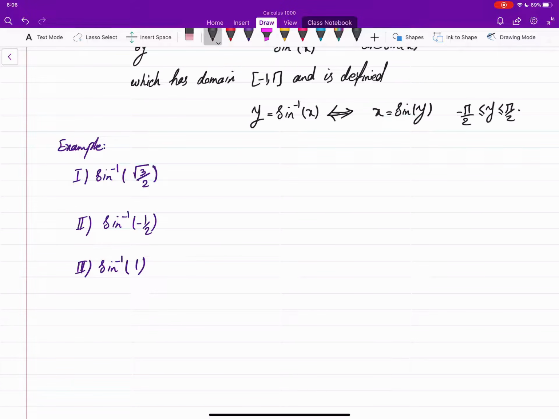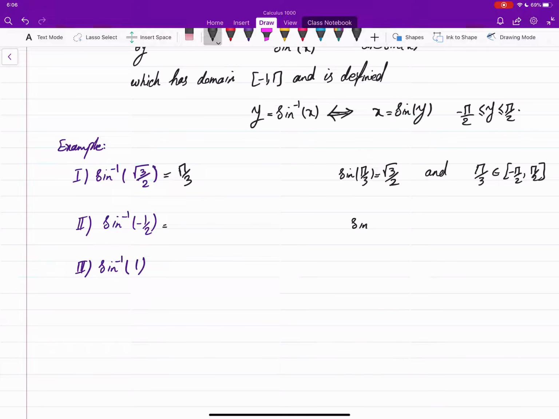Well, okay, so we are looking for an angle in the interval -π/2 to π/2 whose sine is √3/2. Sine of π/3 has all those properties. First of all, its sine is √3/2 and it is an angle in the interval -π/2 to π/2. So this will give us π/3. How about sine inverse of -1/2?